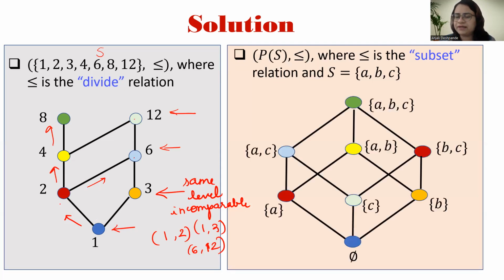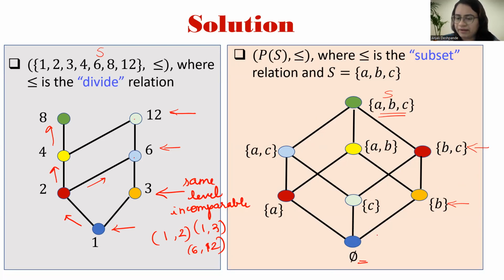Next is the subset relation of S. These are the subsets: null set, A, C, B, AC, AB, BC, and ABC. As the null set is a subset of all other sets, that's why it is at the bottom. Topmost is the base set itself, S. And the intermediate sets A, C, and B are non-comparable. Why? Because they are not subsets of each other. So that's why they are kept at the same level. Same for these three sets AC, AB, BC.